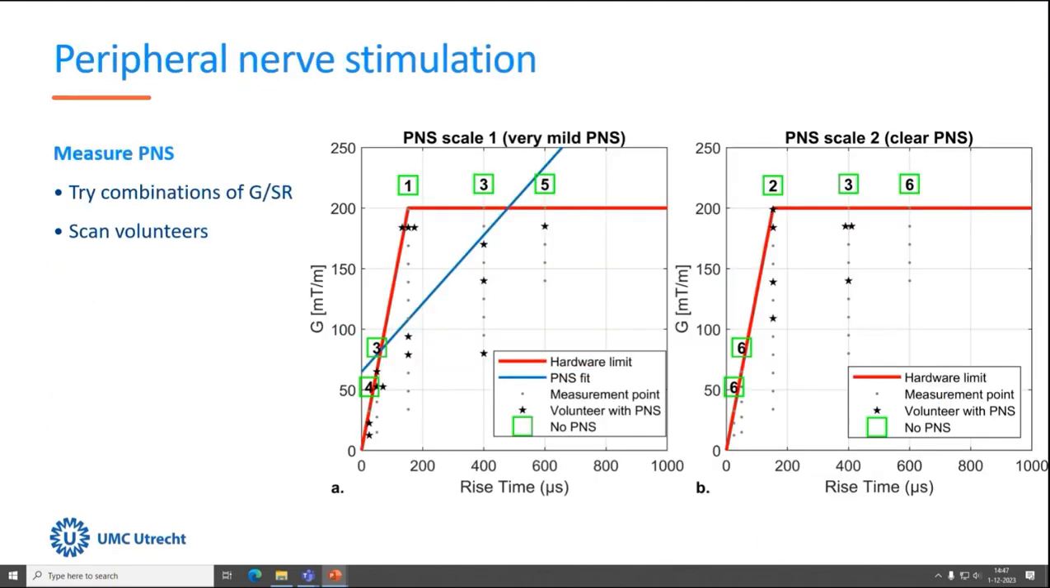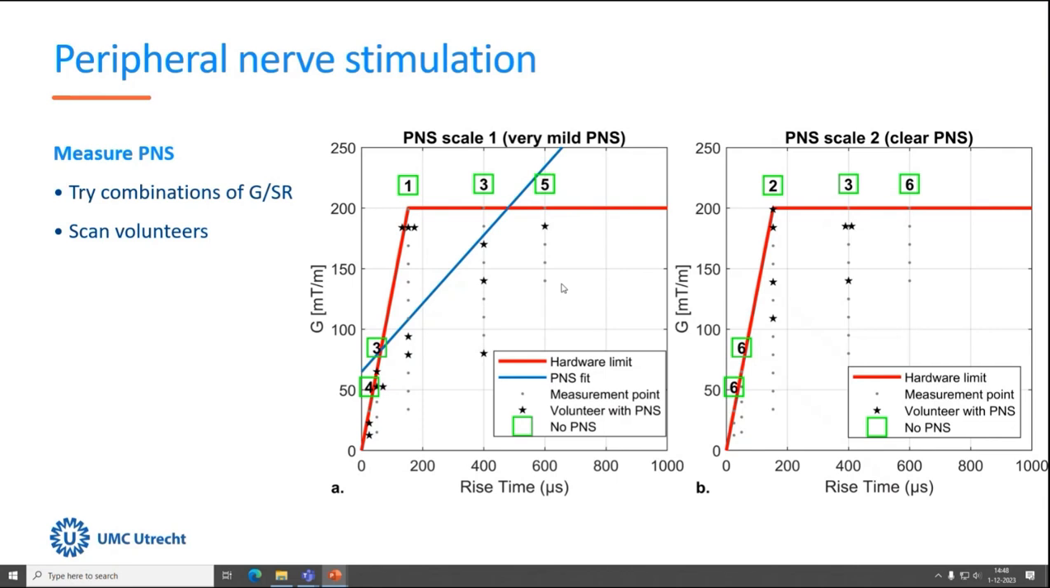Yeah. So we have to test PNS. Is it really a problem? How does it affect things? You have to do this according to the guidelines. We did that, and we see at the PNS we can really drive it at short rise times and high strengths. This is where you cannot operate. So in red is the hardware limit. This is what it could do. And this is where you can operate.